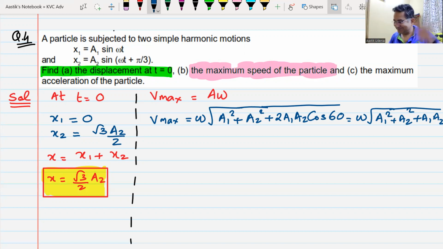Understood. How do you find out the value of maximum acceleration? This is A into omega square. So you know the value of A, you multiply it by omega square and you get your answer. See, uncomplicated answers. Sir, how can we find out the displacement using the displacement equation?